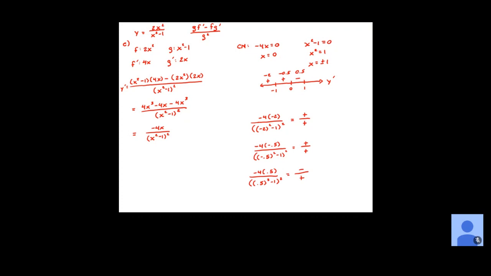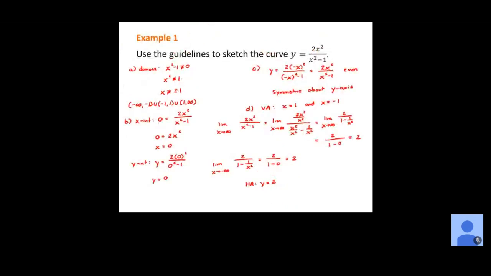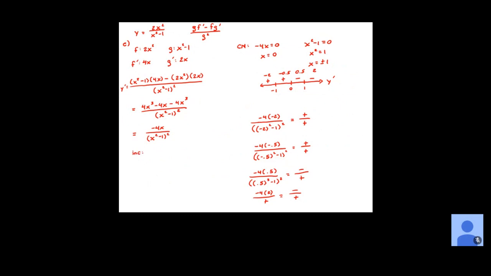Then we need something bigger than 1. 2 is good. Negative 4 times 2. Again, I know that's positive. Numerator is going to be what this time? Negative. Negative over a positive is going to be a negative. Good. All right, so then we just need to list out where is this increasing, where is it decreasing, because that's what we're looking for in part E. So what would our intervals of increase be this time?